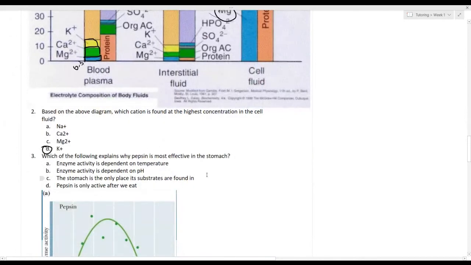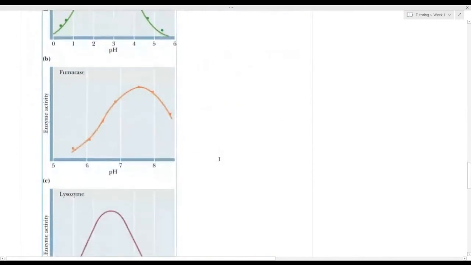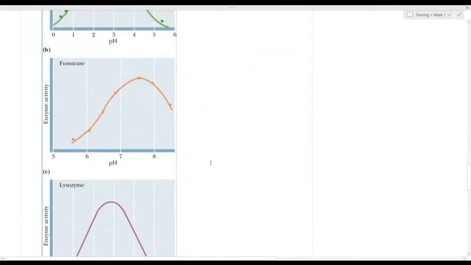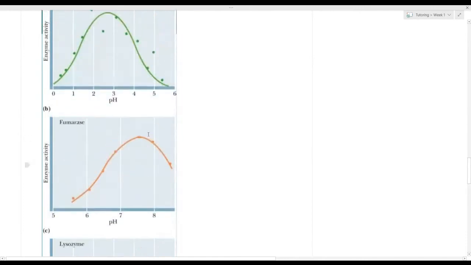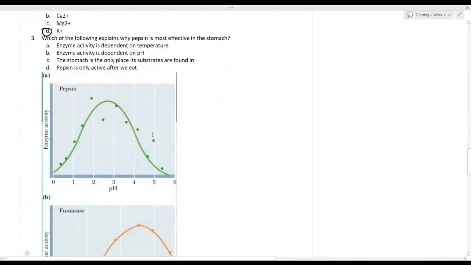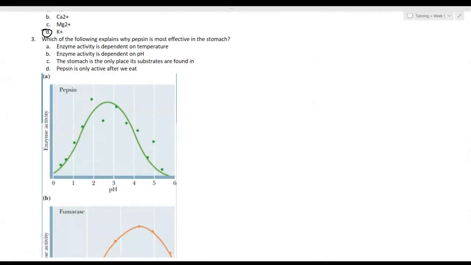Which of the following explains why pepsin is most effective in the stomach? So these are 3 graphs of the enzymatic activity of 3 different enzymes at various pHs. One of the concepts that we talk about a lot in biochem is enzyme kinetics, this idea that enzymes are more effective at certain points for various reasons, and less effective at other points for certain reasons. It's one of my personal favorite topics. I love enzyme kinetics a lot, and we're going to spend quite a bit of time on it in a month or two.